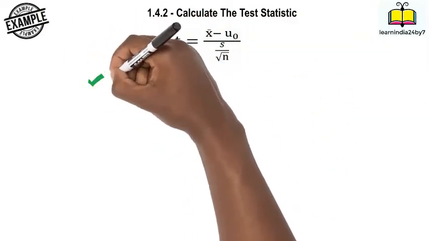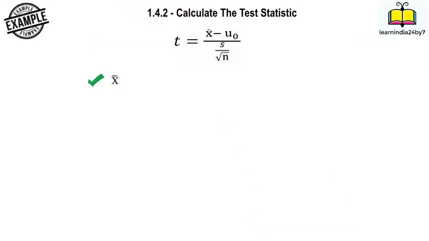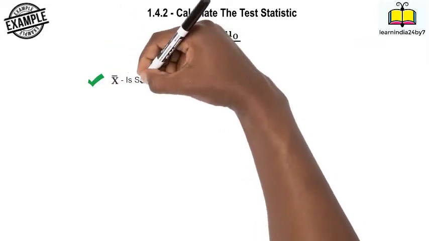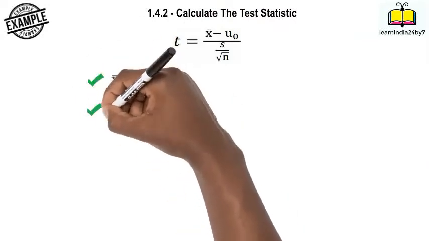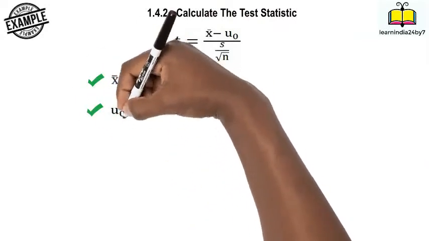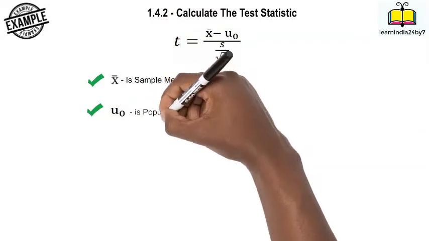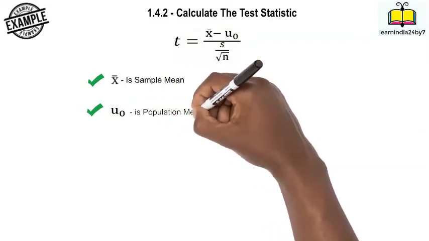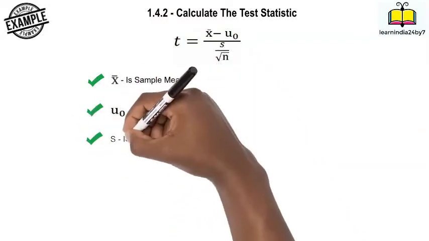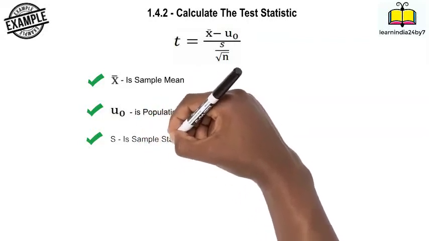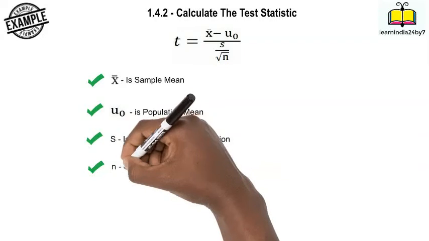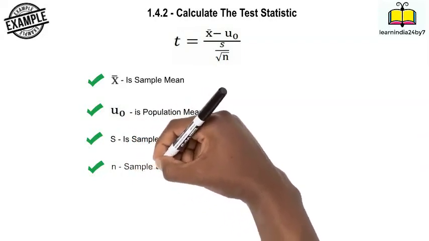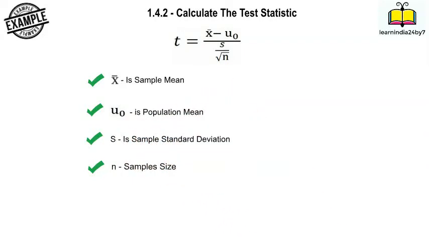The t-test statistic is calculated as shown below, where x bar is sample mean, mu0 is population mean, and S is sample standard deviation. Finally, n is sample size.